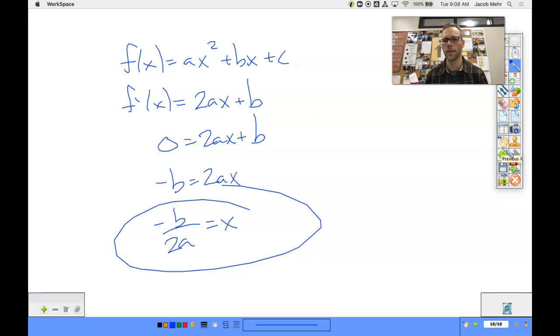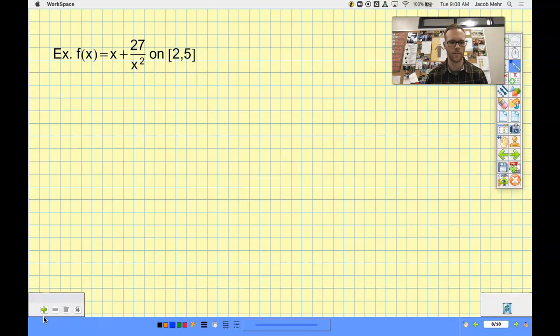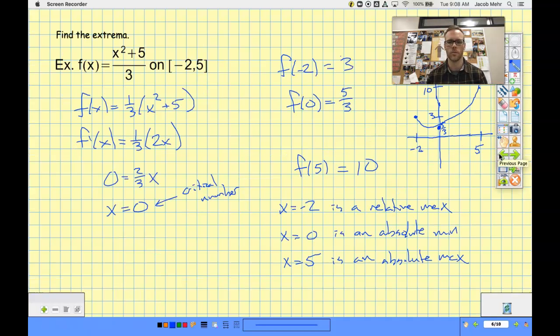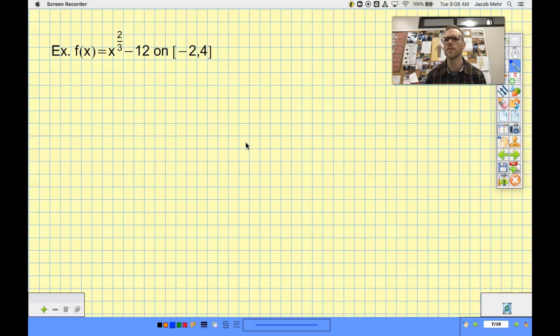All right, so I got a little bit off on that. But let's get back to our problem. All right, feel good about that. Let's go to the next one. All right, let's not do a quadratic. Let's do something a little more interesting. F of x equals x to the 2/3 minus 12, and we're on the closed interval negative 2 to 4. First step, find critical numbers. So again, we need to differentiate. 2/3 x to the negative 1/3 minus 0.